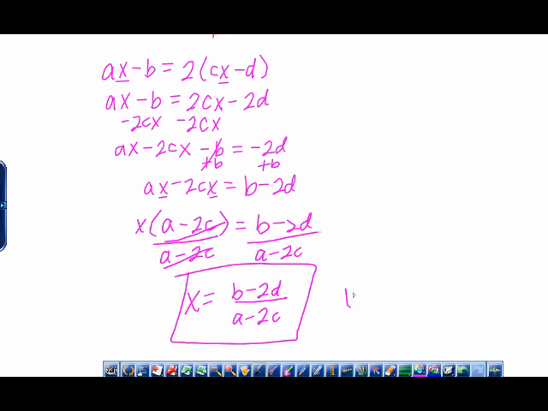Let me write another expression, and I want you to tell me if you think they're equivalent. 2d minus b over 2c minus a. Do you think these are equivalent expressions? They are. It's just factoring out a negative 1. And if I had in the very beginning gotten the x's on the right-hand side, then this is the expression I would have gotten.